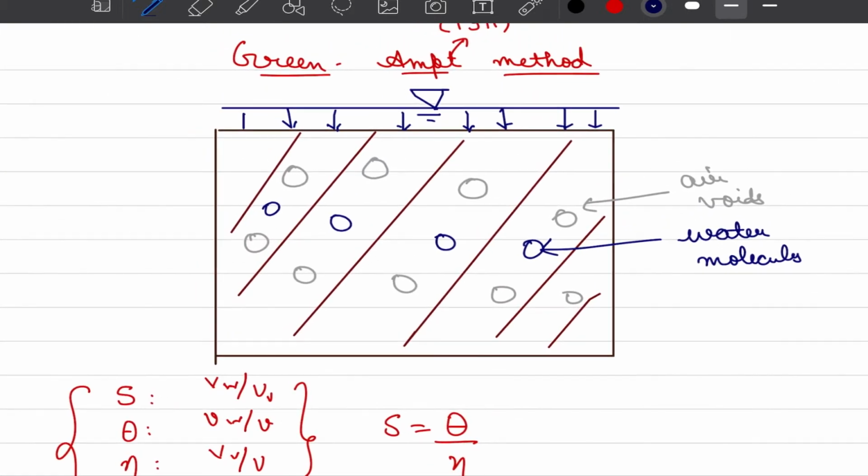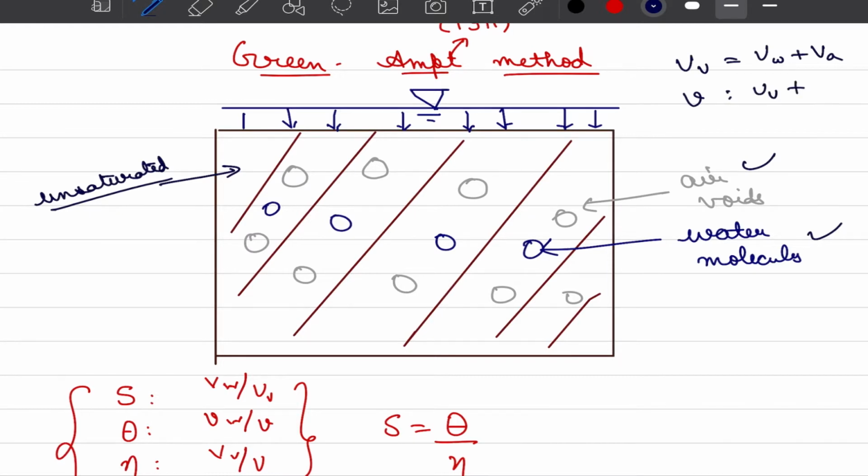So here we will consider a parcel of soil, and before precipitation has started, let us say that it is in unsaturated state. Now, when it is in unsaturated state, that would mean that both air voids are present as well as some water molecules are present. Mind it, I am not saying that it's completely dry, but it is unsaturated. So we can say that total volume of voids is equal to volume of water plus volume of air. And if V is the volume of this soil block, that will comprise volume of voids plus volume of dry soil particles.